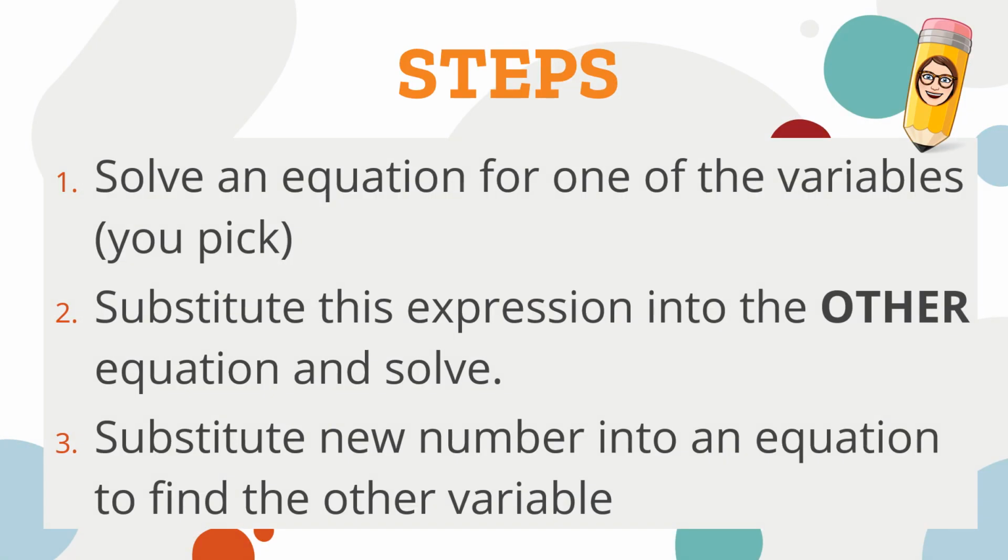Now, in the last video, we would have already written this down, but we're going to recall our steps. Step 1, you have to pick a letter to isolate. You have to solve for a variable. Now, you get to pick. There is a strategy behind this, so make sure you're picking the easy variable. Step 2, you're going to substitute that expression you just found into the other equation and solve.